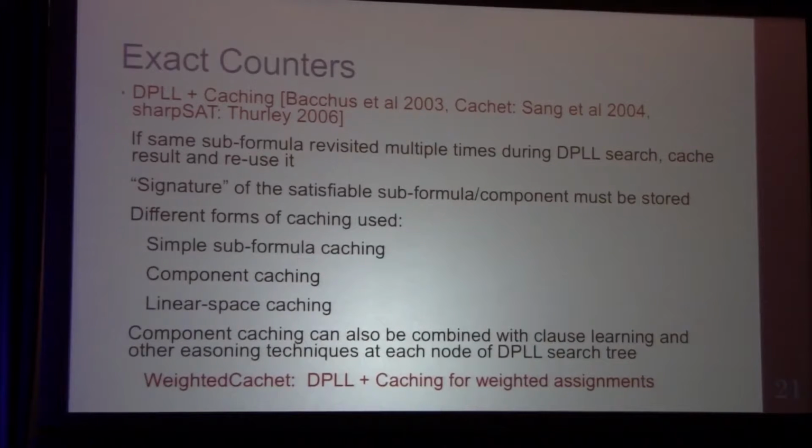Then, there are even more interesting things that have been done, and this has given rise to most of the state-of-the-art exact model counters using this thing called caching. So essentially, this is saying that if in two different branches of the search tree you end up encountering the same subformula, and you've already counted the number of solutions of this subformula, why redo it? Just remember it somehow and reuse it. So it requires remembering some kind of signature of a satisfiable subformula component, and there are different ways in which the signature is stored, and it's cached basically, and once there's caching, you can reuse the result.